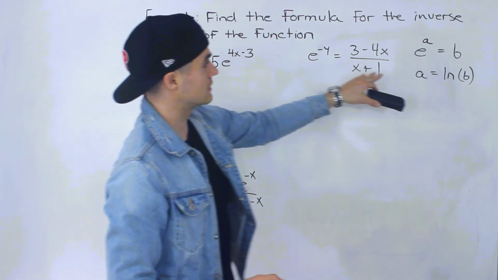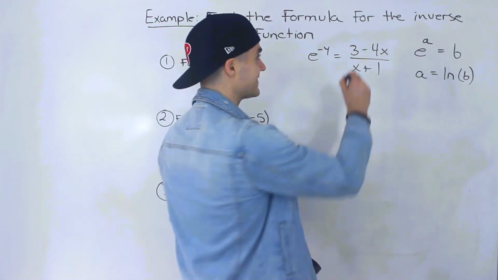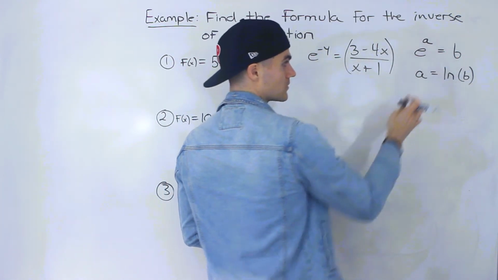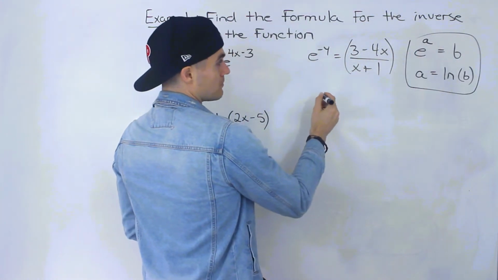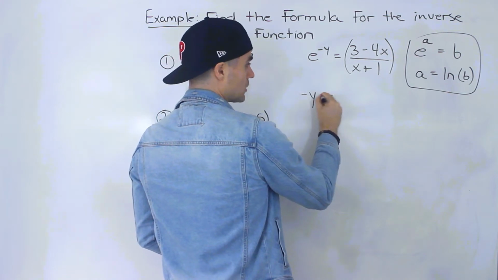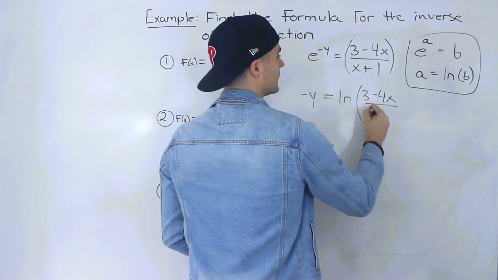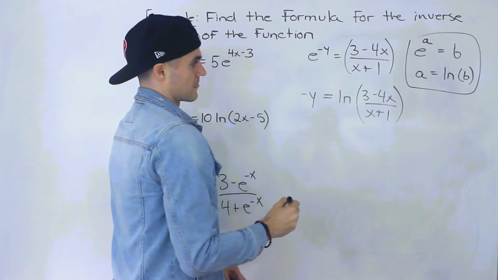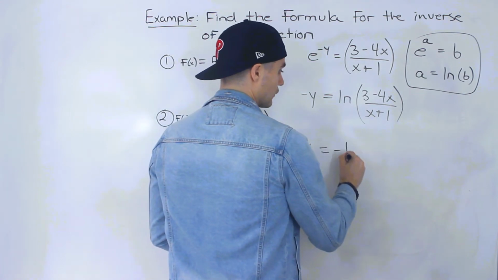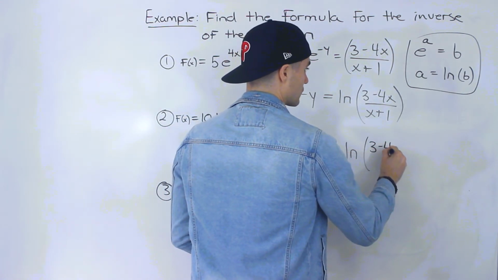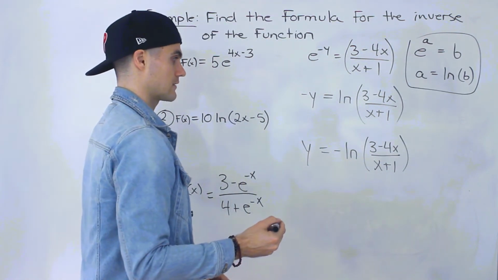So notice that this and this are in the same format, e to the negative y, so the a value is like this negative y, and then this entire thing is like this b value. And so if we apply this rule over here, basically we'll have negative y equals ln of all of that. And then we just divide both sides by -1 to get the y by itself. So y is equal to negative ln of 3 minus 4x over x plus 1, like that.